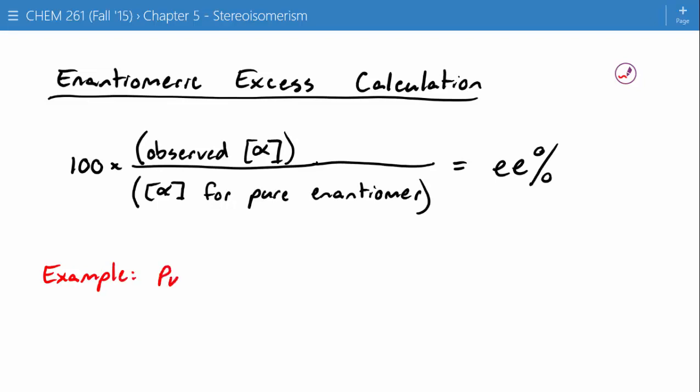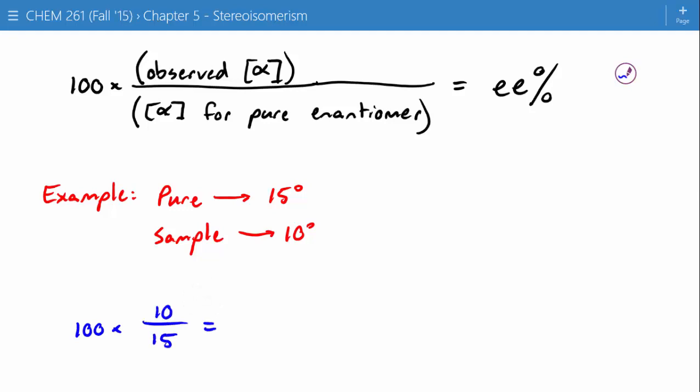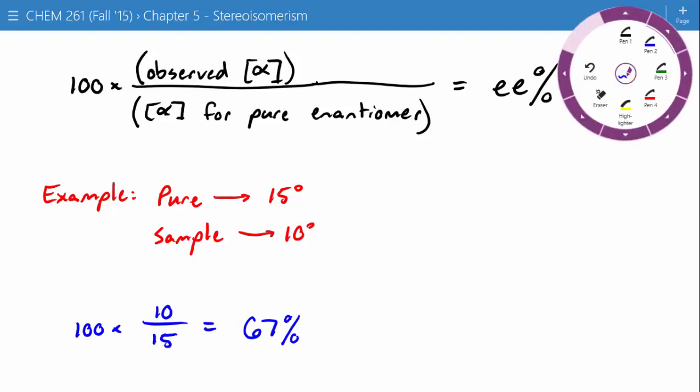So the example is the pure should be 15 degrees, but our sample is 10 degrees rotation. Let's figure out its percent ee. What do you guys think it would be? It'd be 10 divided by 15. Yeah, we could say, let's even round it to 67%. I'll put the period after here so we're keeping track of our sig figs.